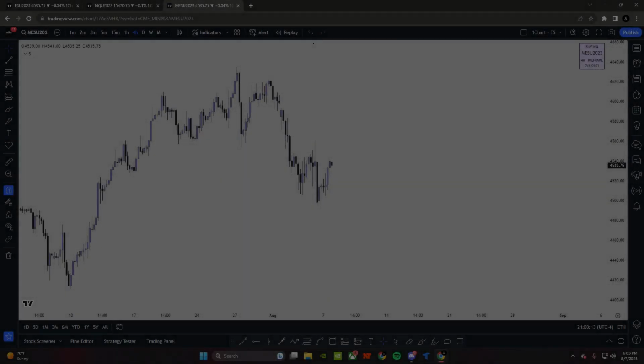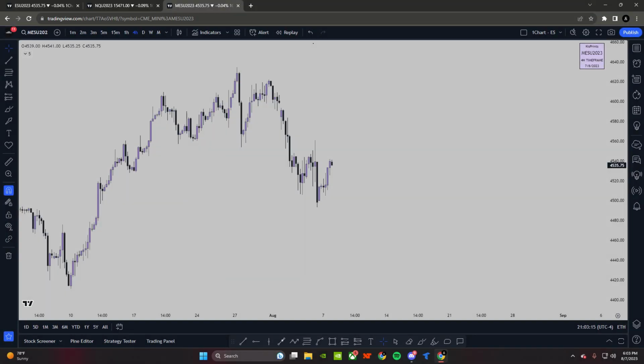But I got a few examples from yesterday, no, not yesterday, from Friday. I have one example on ES from Friday. I have one example on NQ from today.